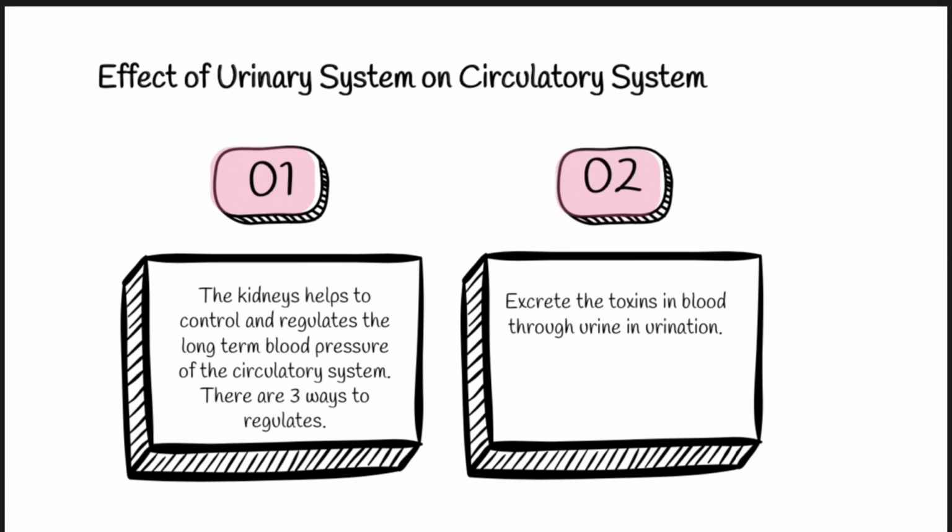Secondly, it excretes the toxin in blood through urination. Where does the toxin come from? Okay, so our small intestine absorbs the toxin that enters the body. The absorbed toxins in the intestine, such as lead and herbicide, are transported into the circulatory system. Blood containing toxins will be filtered at the nephron of the kidney, and the toxins will be excreted from the body in the form of urine through urination.